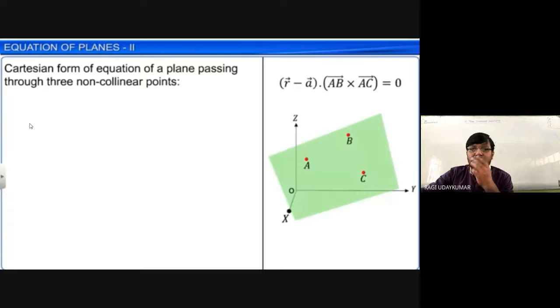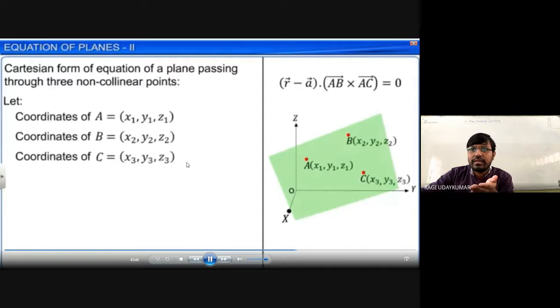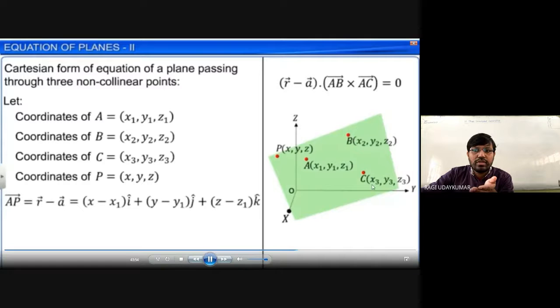Now, Cartesian form means that same as it is, you are going to get it. Here AB vector is nothing but B bar minus A bar. Here AC vector is nothing but C bar minus A bar. So the points you consider as A as x1, y1, z1, B as x2, y2, z2, C as x3, y3, z3. Then AP you are going to get as R bar minus A bar.